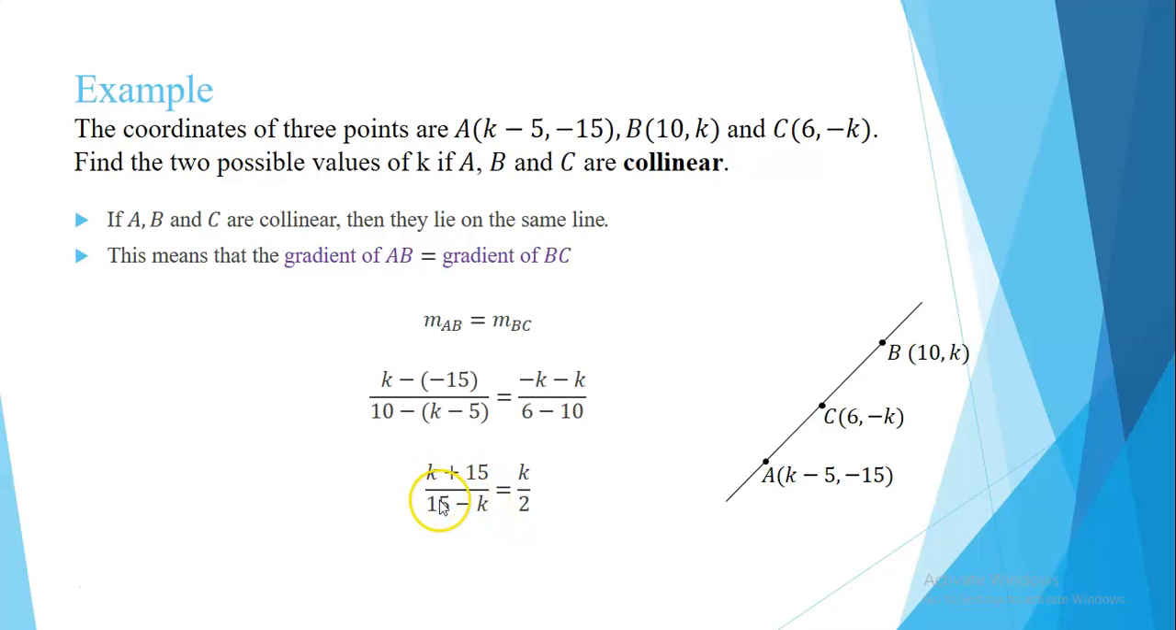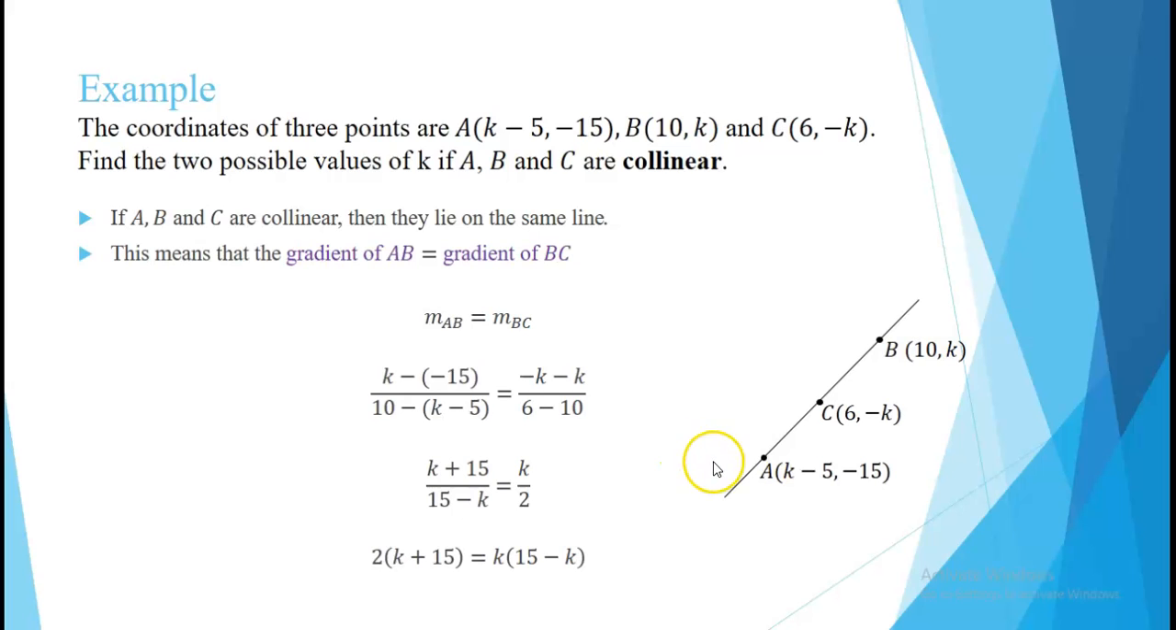To get rid of this 15 minus k from the denominator, we've got to multiply both sides by 15 minus k. And in the same way, we're dividing by 2 on the right side, so to get rid of this 2, we've got to multiply both sides by 2. So this will give us 2 times k plus 15 when you take the 2 up here. And then when you multiply the 15 minus k on the right side, you'll just get k times 15 minus k. And now we just simplify this and solve for k.